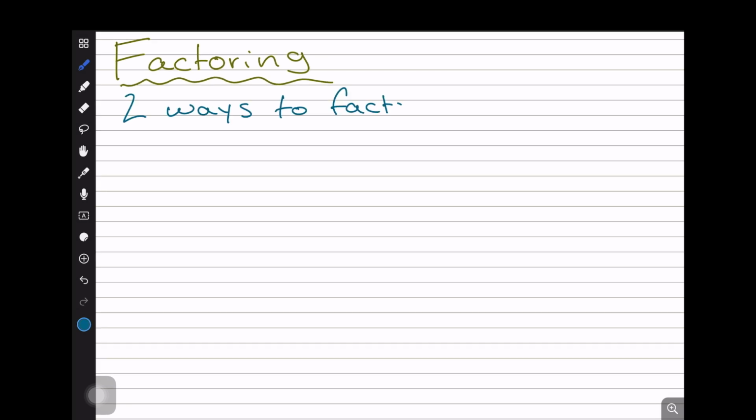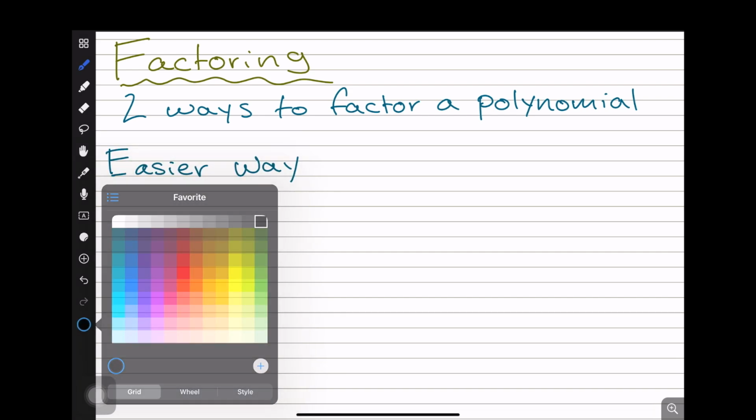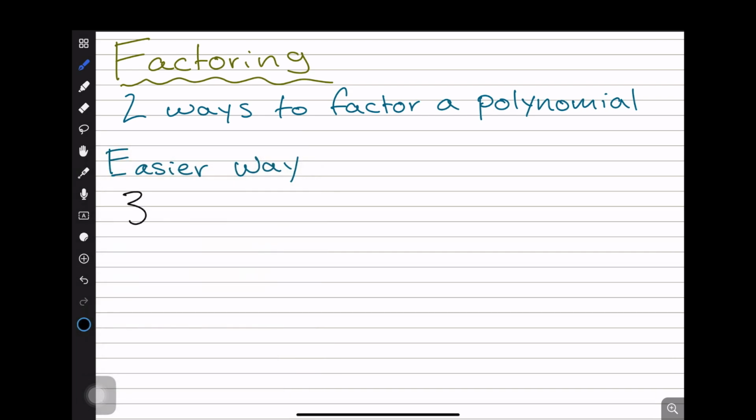So there are essentially two ways you can factor a polynomial. And the easier way is to use that big X method or that diamond method. That's usually what some people call it sometimes. But take this example. Take 3p squared minus 2p minus 5.